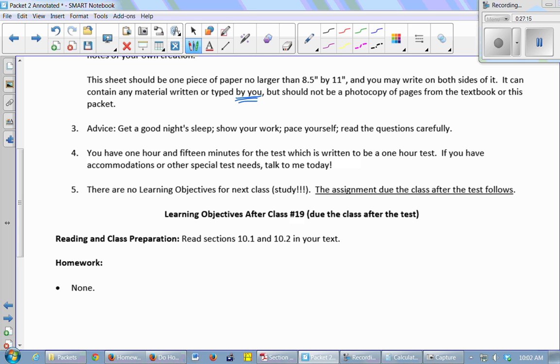So get a good night's sleep, show all your work, because work can earn a partial credit even if you're wrong. Right? Pace yourself, read the questions carefully. I believe there are like 5 questions with multiple parts each. You'll have an hour and 15 minutes, but it's written to be a 1-hour test. But if you need a little extra time, I won't kick you out. It's not a problem.